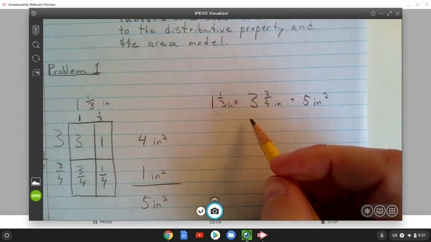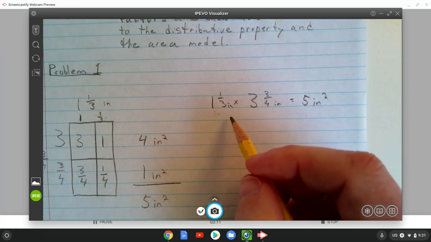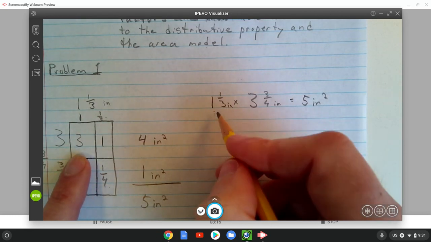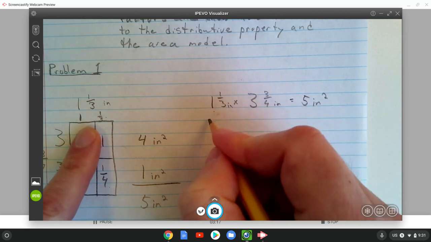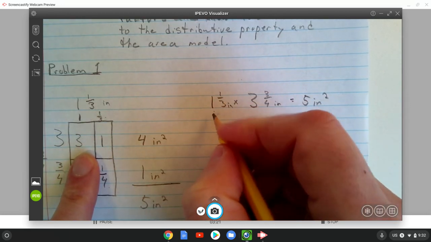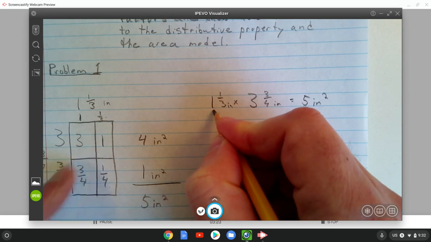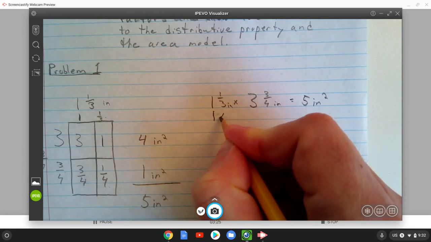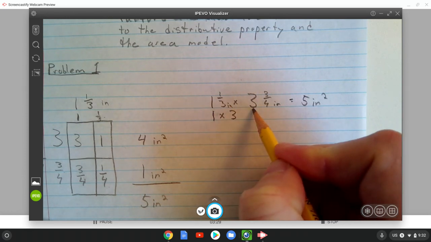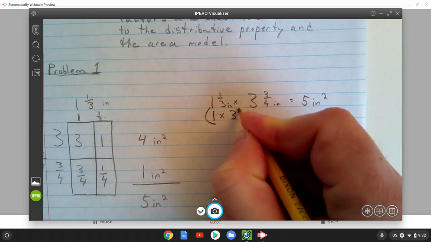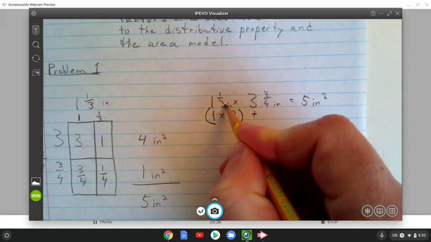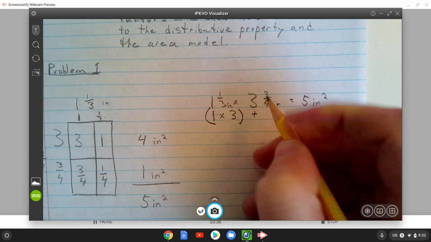What I want you to see is, how did we do that? We did it by taking all of these apart. We said first, well, let's do it this way: 1 times 3. So this is just the distributive property. 1 times 3 plus 1/3 times 3.